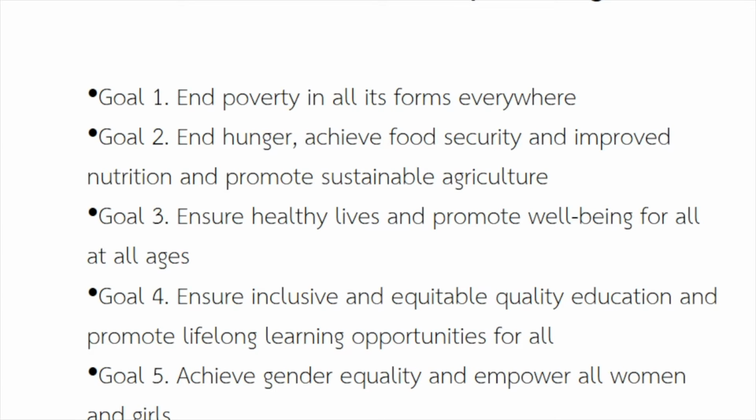Goal number 2 is to end hunger, achieve food security and improve nutrition, and promote sustainable agriculture. Goal 2 is partly similar to goal number 1 as it talks about basic needs of people: ending poverty, like ending hunger, giving people enough to eat and enabling them to have a good nutrition. But it also talks about sustainable agriculture.